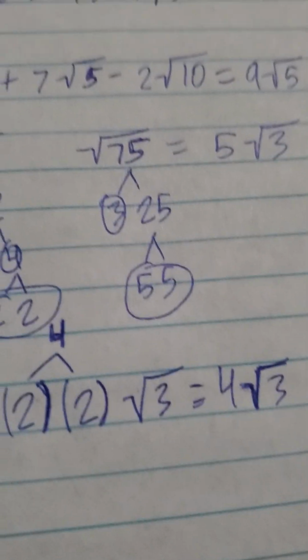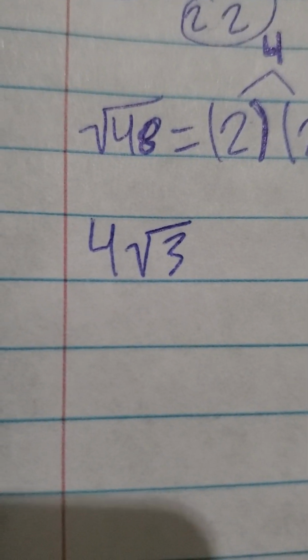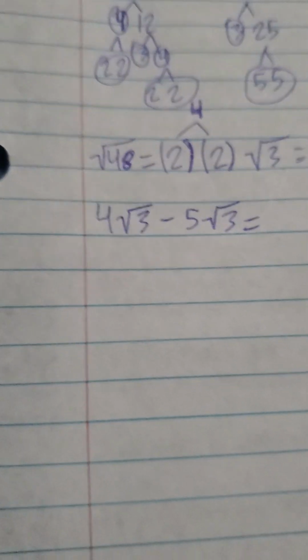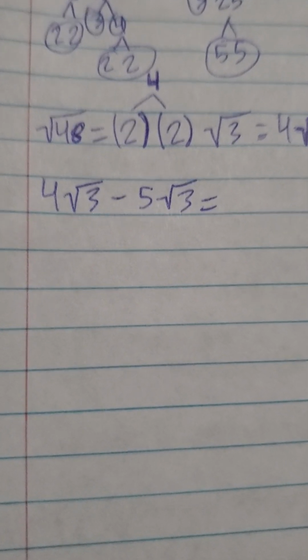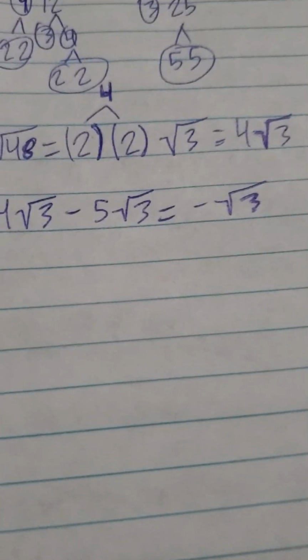And then it's root 48 minus root 75. And so what is root 48? Well, we know that's 4 root 3. What is root 75? That's 5 root 3. So it's 4 root 3 minus 5 root 3. Go ahead and solve this. The answer is negative root 3. And that's basically it. But what happens if you're multiplying?